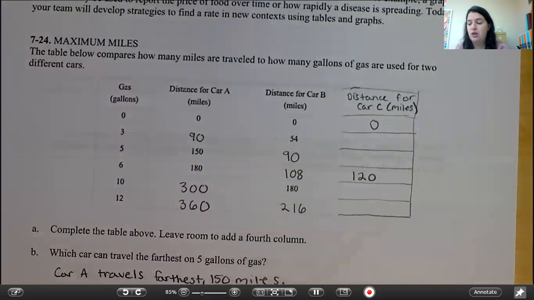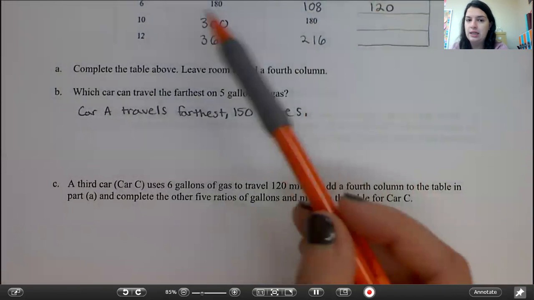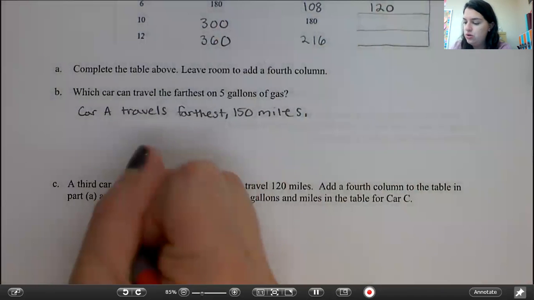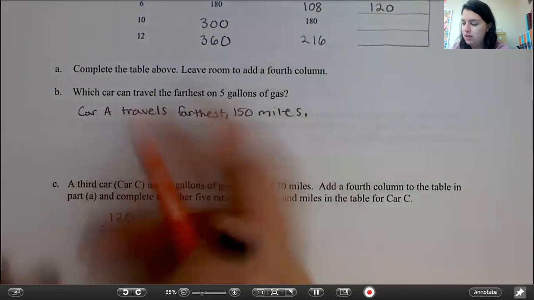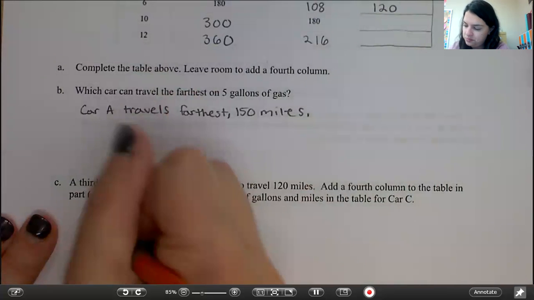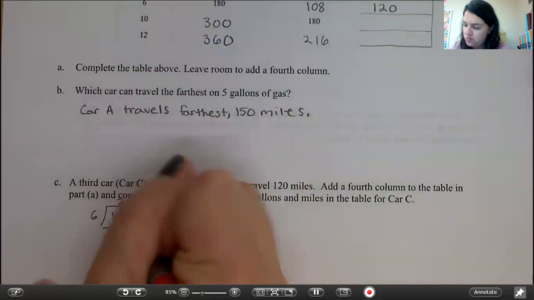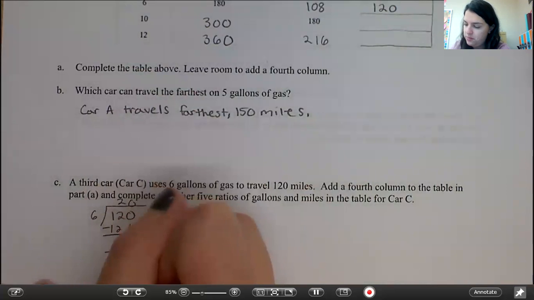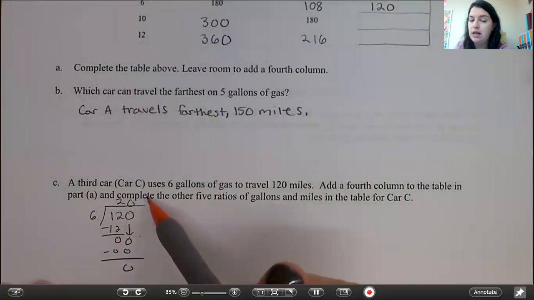And your methods to get your other answers could have varied. One thing that you could have done is you could have seen how many miles we go per gallon of gas, per 1 gallon of gas. So to do that, you could have done 120 divided by 6. So 20 miles per every gallon of gas.